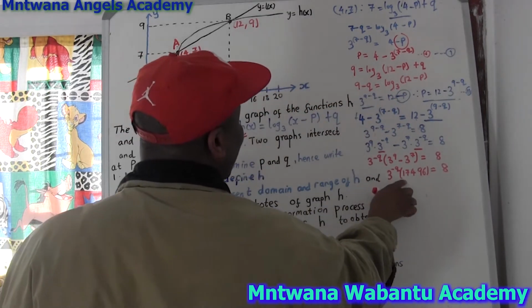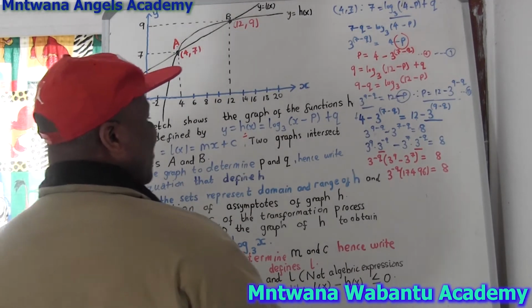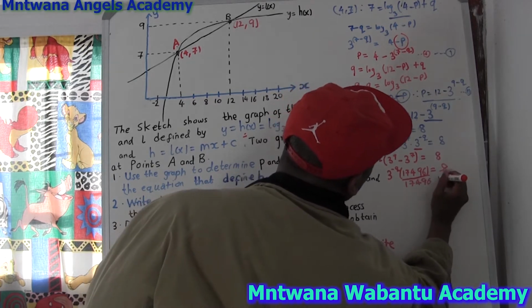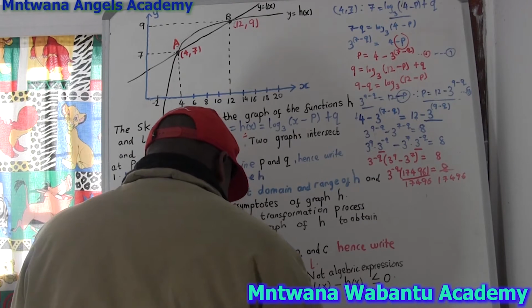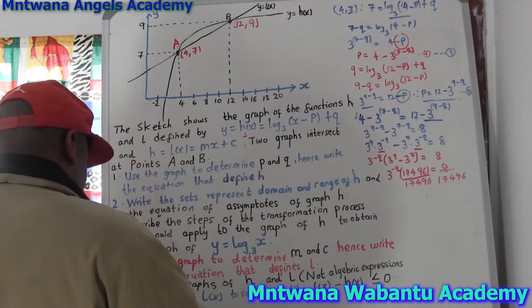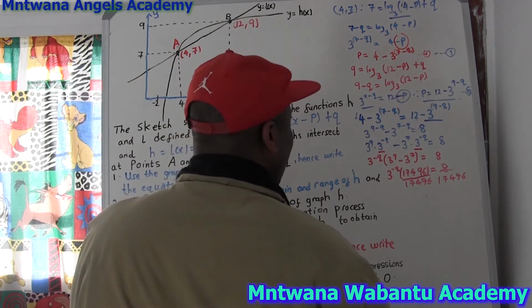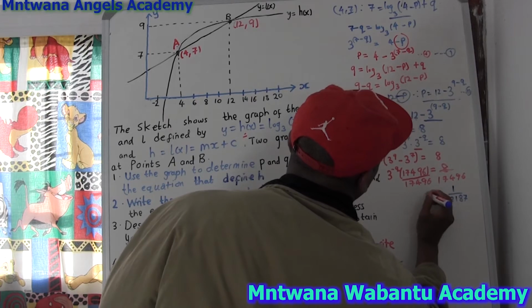So since you want to get this, I'll divide by that. You know what I'm saying? I can divide throughout. So you divide by 17496. So 8 divided by that answer, and this is going to give us 1 over 2187. So this is going to give us 1 over 2187, and then equal to 3 power negative q.